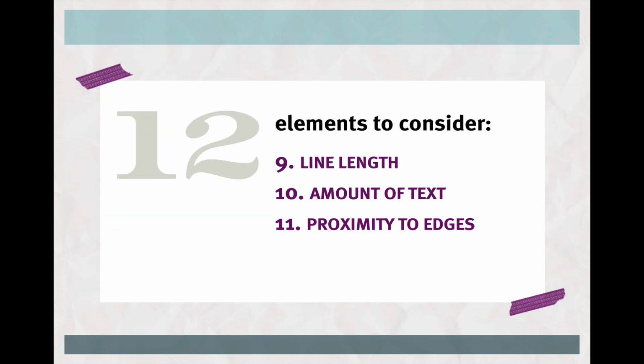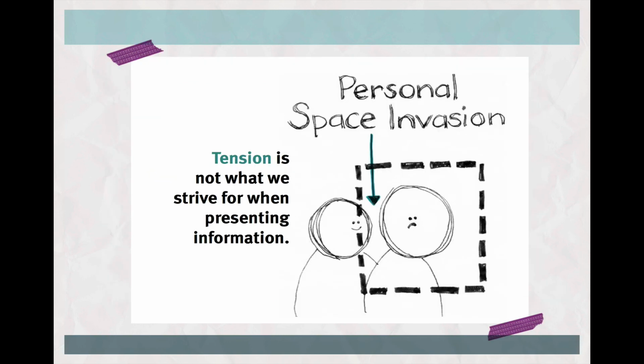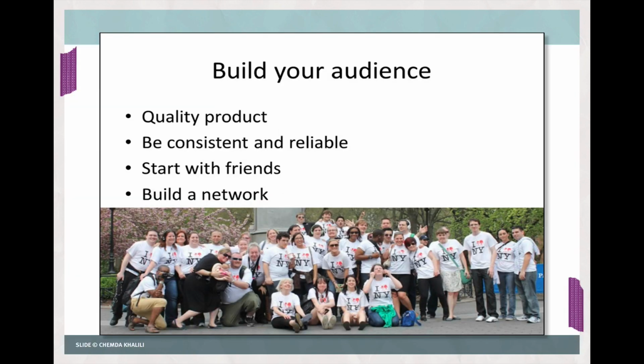Proximity to the edges. You'll notice I like to have a lot of white space around the edge of my slides. This is really important. It's because it's personal space. The type has personal space compared with the images, or type with other type. And it creates tension that we're not striving for when we put things too close to the edges or we put them too close to each other.